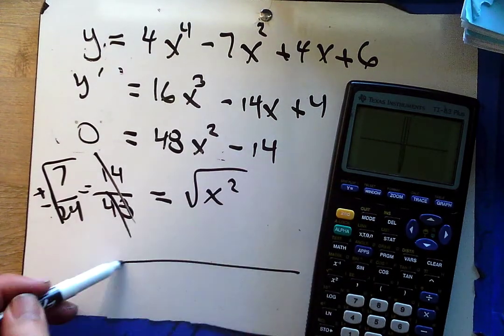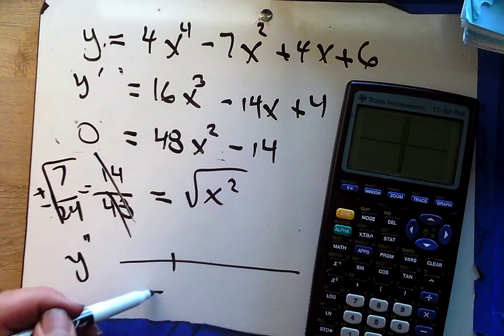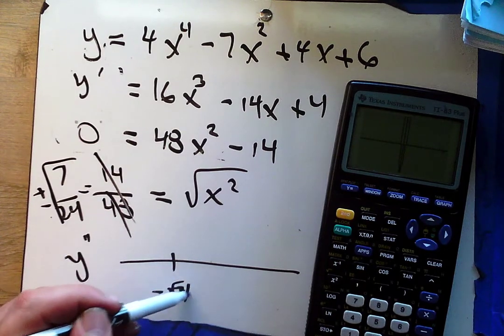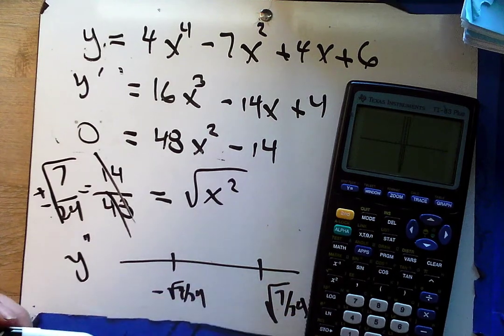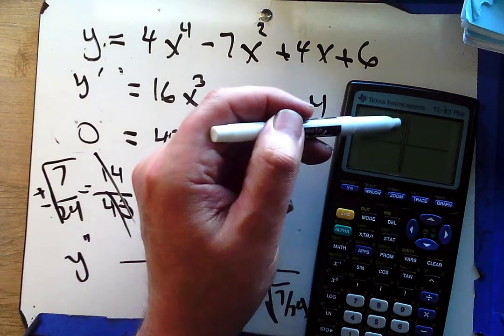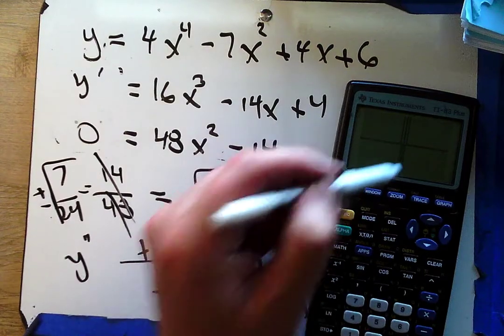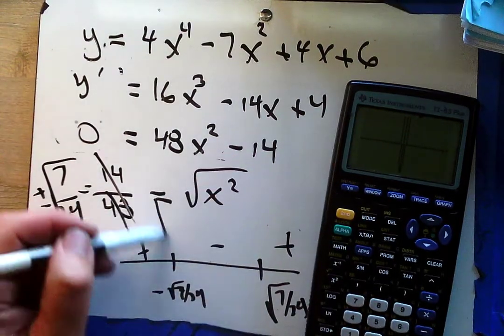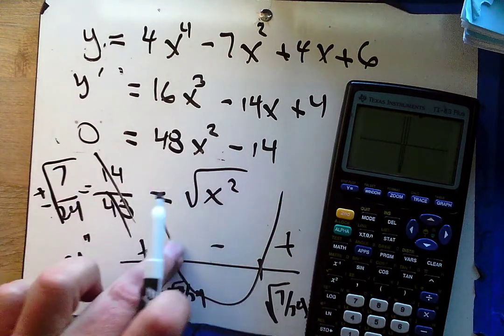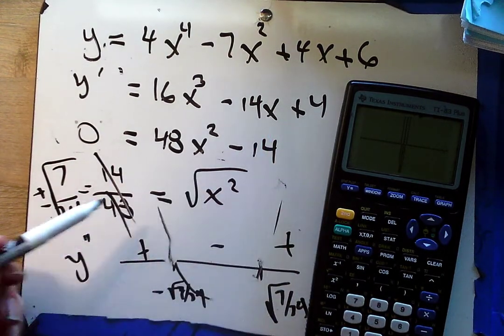So, do I see that sign change on y double prime? Negative root 7 over 24, positive root 7 over 24. I see y double prime is positive, then negative, then positive again. Right? It's a parabola. Okay, so we've got that, and now what do we know?